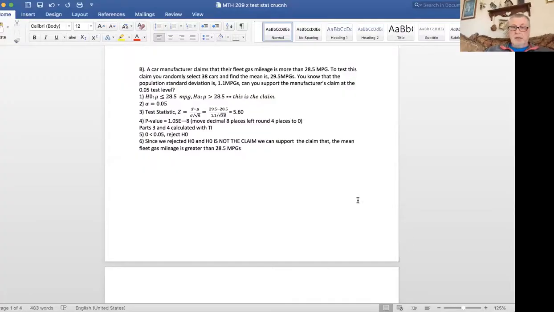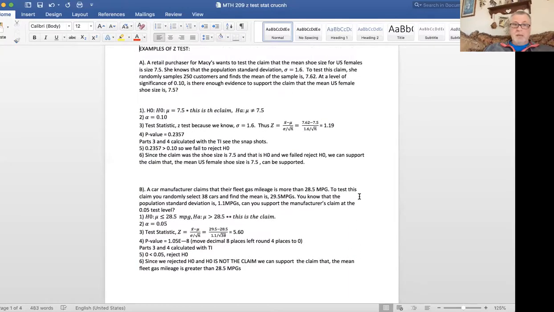and we're going to first off take a look at that review. So we had a part A and B that we did on this review. Basically the first one dealt with a Macy's purchaser and shoe size. She claimed that the US female shoe size was 7.5. She knows the population standard deviation was 1.6. She chose 250 customers. She found out that the sample mean was 7.62. And we're going to use a level of significance of 0.1.